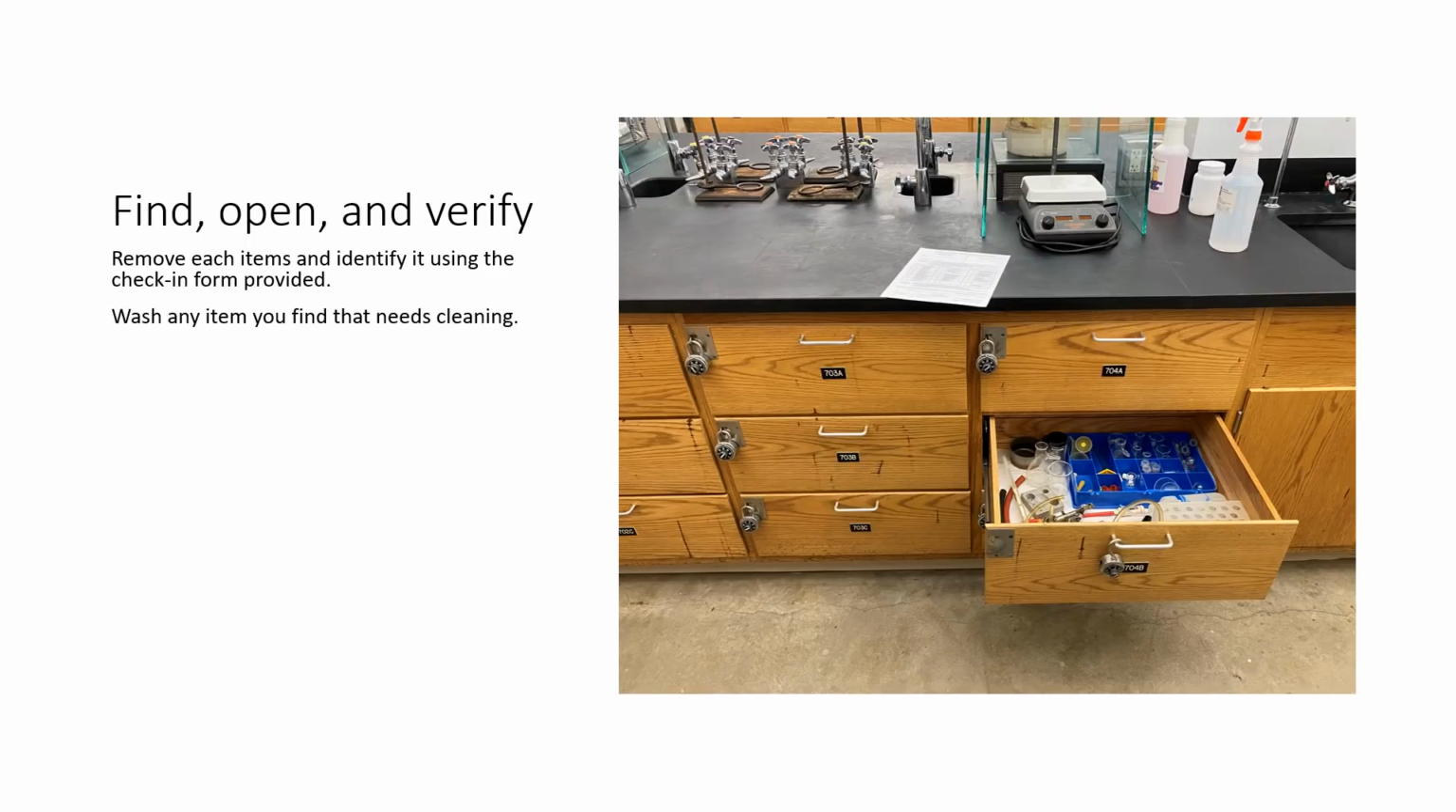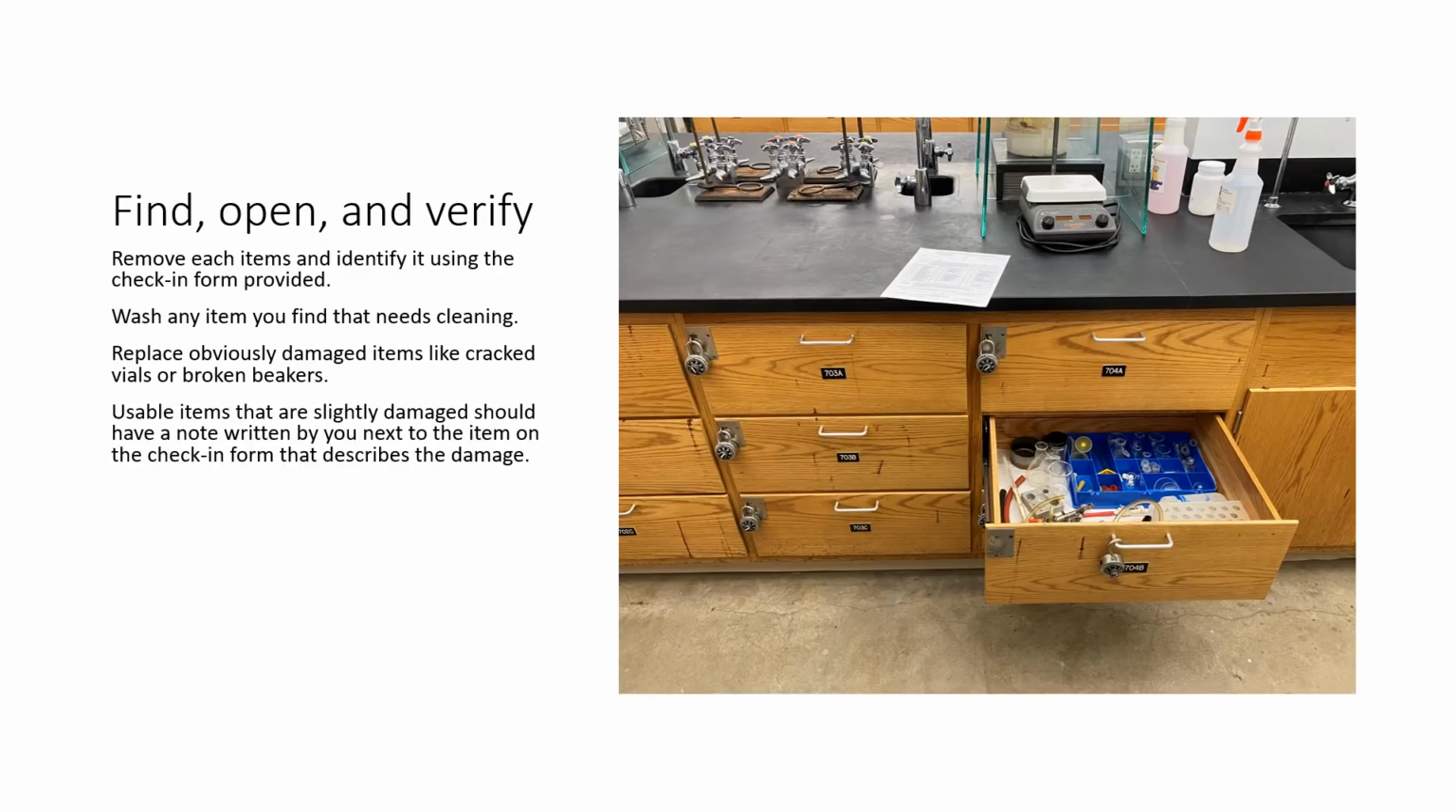But you want to verify that each of the items in the drawer is clean. So if there's anything that looks dirty, you want to clean it in the sink with soap and water. You'll also need to replace any items that are obviously damaged, like a cracked vial or broken beaker. Sometimes if you aren't clear whether or not it's got a crack, you need to hold it up to the light, and cracks can show themselves. If you have any questions, you can talk to a TA.